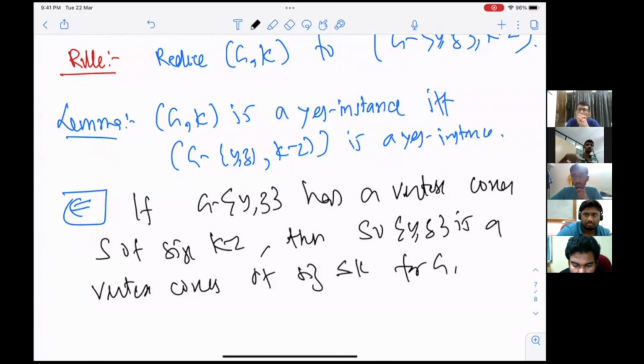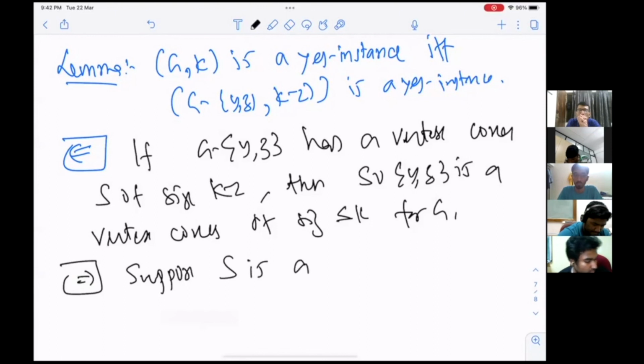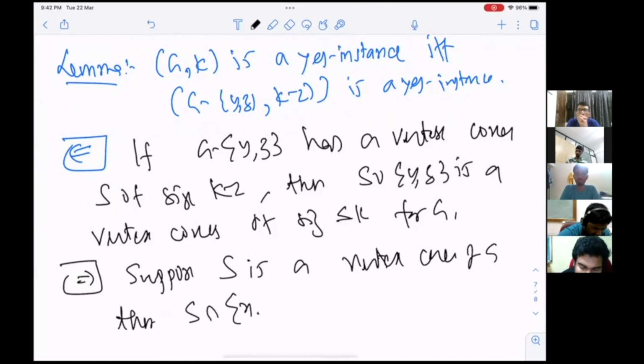Is there anyone who did not understand? Maybe people are shy. Okay, fine. So now let's show the forward direction. And this is what Sonak said. Suppose S is a vertex cover of G, then the size of S intersection {X, Y, Z} is at least 2.